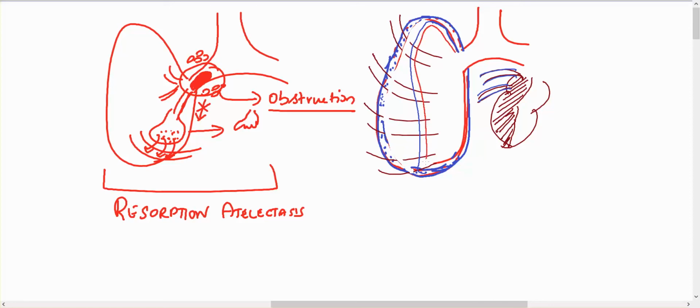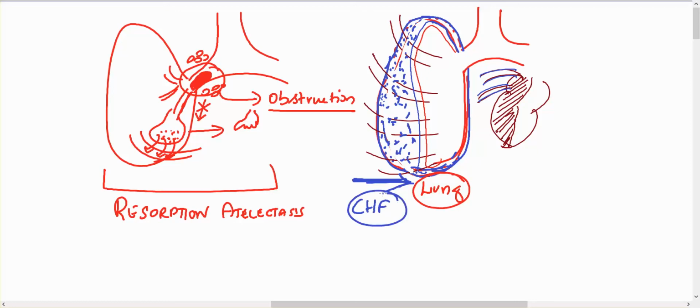The lung is compressed because of fluid in the pleura. More fluid is coming because of right heart failure, and the pleura is compressing the lung. Why? Because of the congestive heart failure. So this is mechanical collapse of the lung.